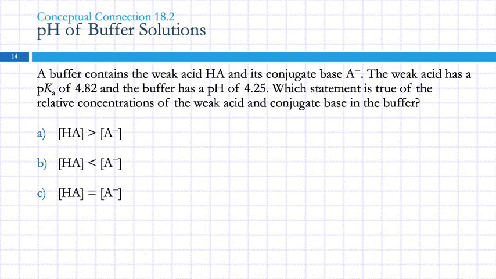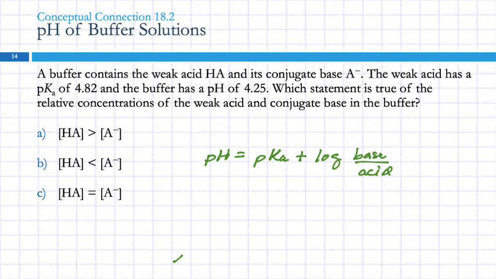So if we think about that equation, the pH is 4.25. The pKa is 4.82. Does the log term need to be positive or negative to get it down to 4.25? It needs to be negative. So this fraction needs to be less than 1. So the base has to be smaller than the acid. Does that make sense?